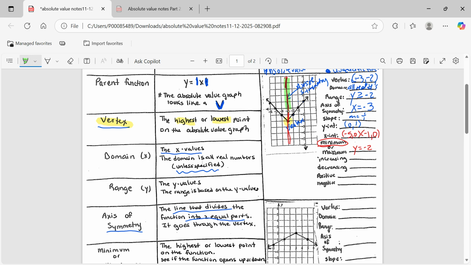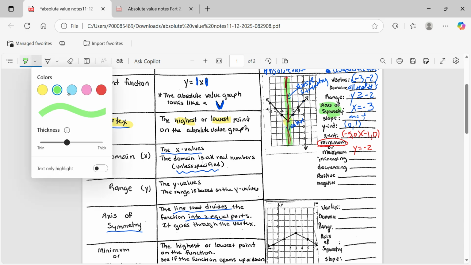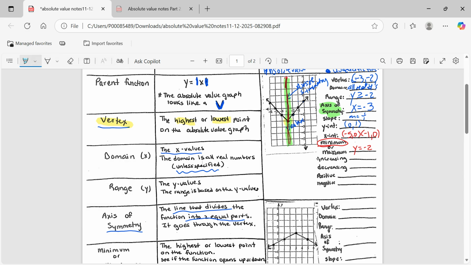Let me put it back in green. My axis of symmetry is in green. And I'm going to talk about where this thing is increasing. If you look at a V, we work from left to right. So it goes down and then it goes up. It's going to be increasing here on the right side, where x is greater than -3. It's increasing on the right side of this function here, that blue.